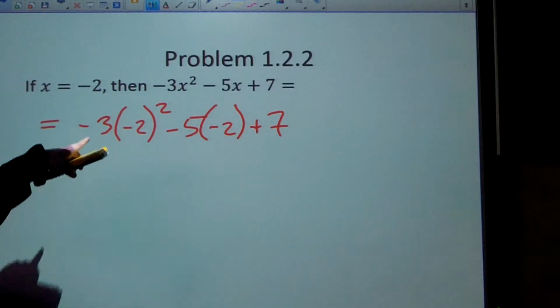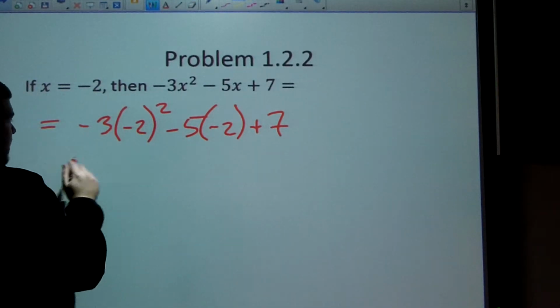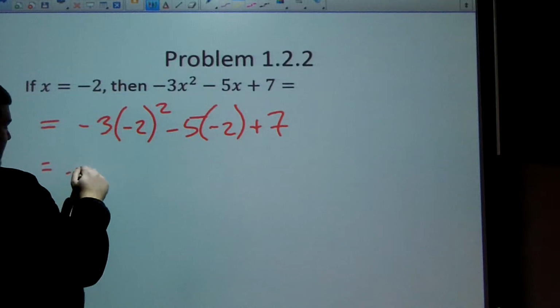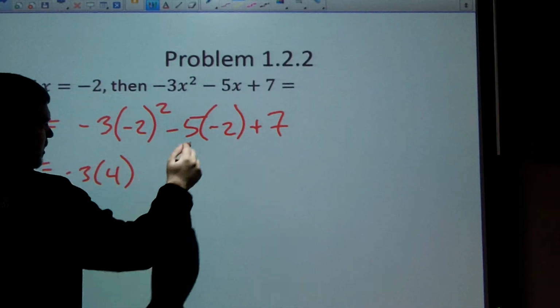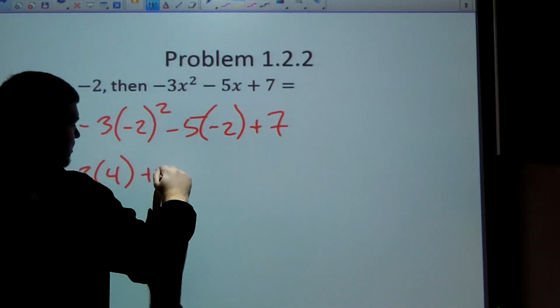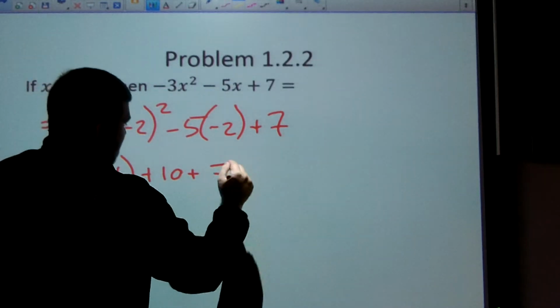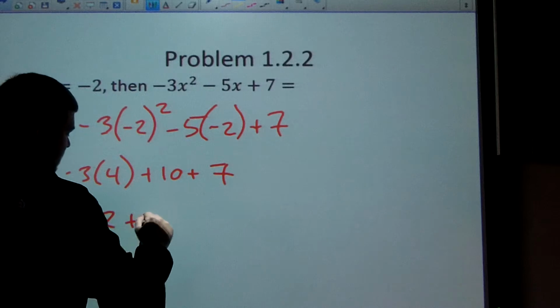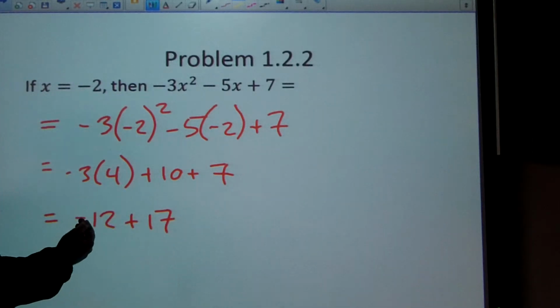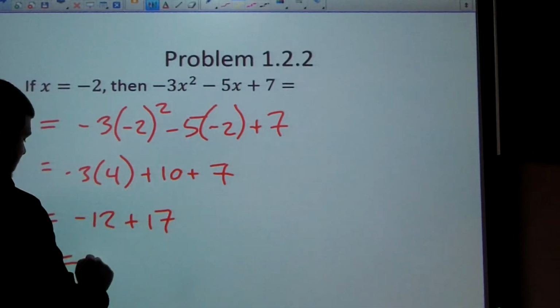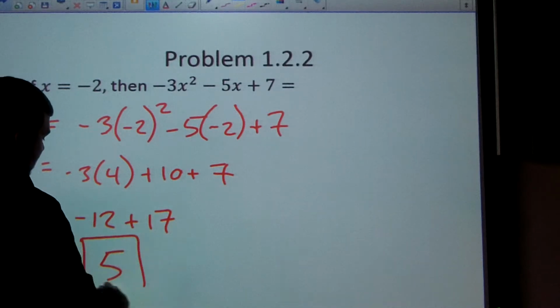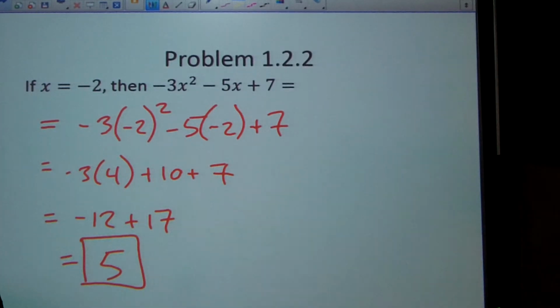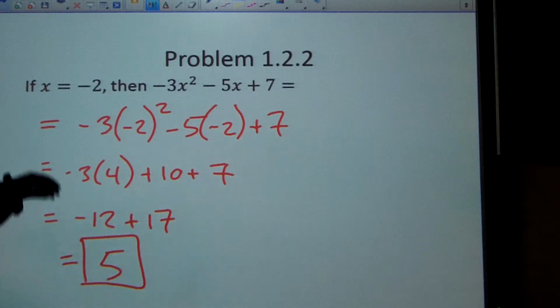So now let's keep simplifying. We know -2 squared is +4, so we have -3 times 4, negative times negative makes it positive, so plus 10, plus 7. -3 times 4 is -12 plus 17. -12 plus 17 is 5. And again, circle or square your final answer.